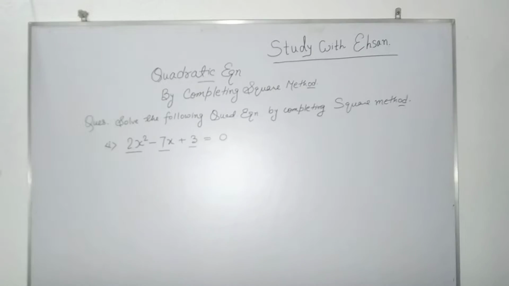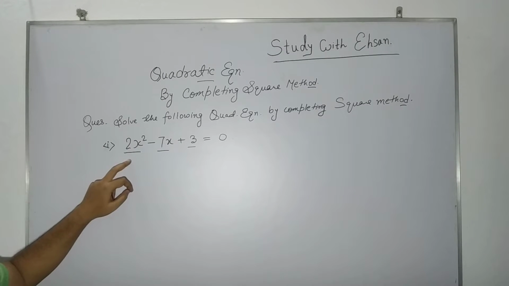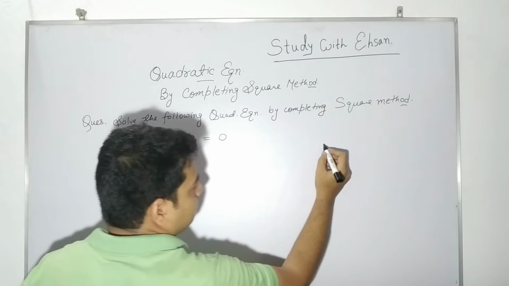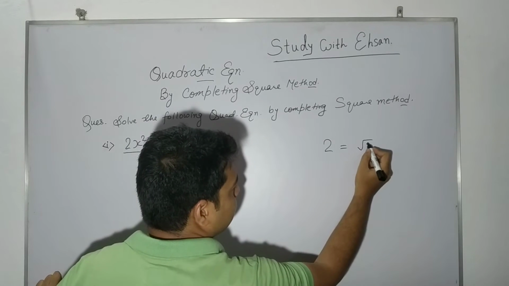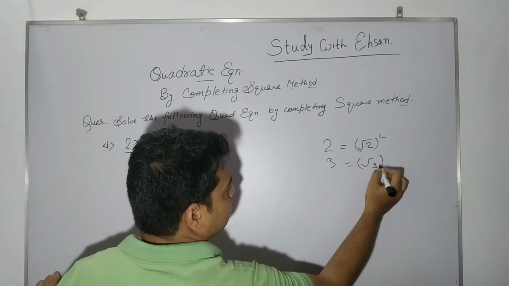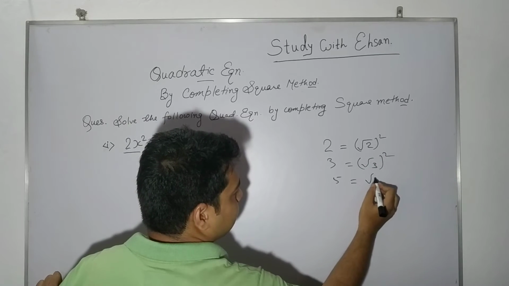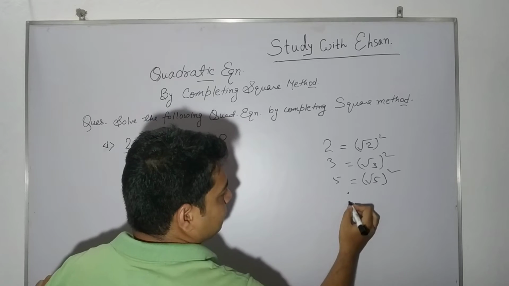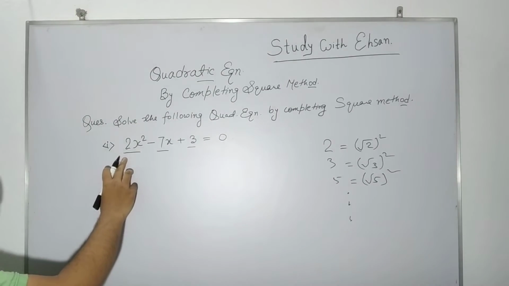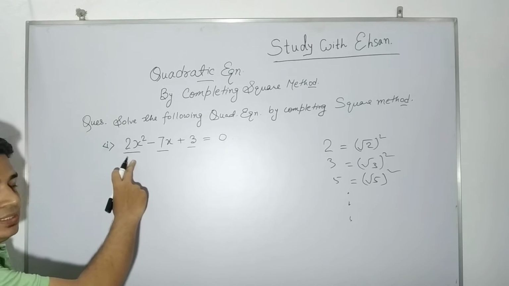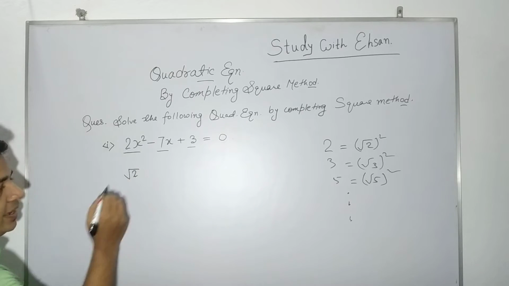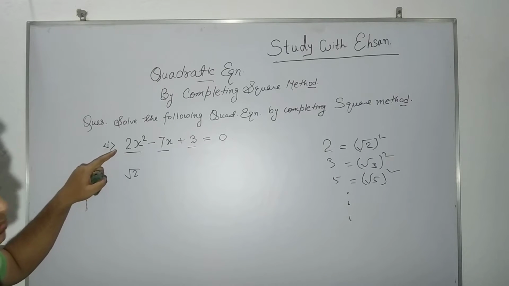We will try first to write the first term of the equation in whole square form. And we know 2 can be written as root 2 whole square. 3 can be written as root 3 whole square. 5 can be written as root 5 whole square, and so on. So here it is 2x square. 2 is not a perfect square, but it can also be written in whole square form. How? See, 2 is root 2 whole square. If we write root 2 whole square, we will get 2.